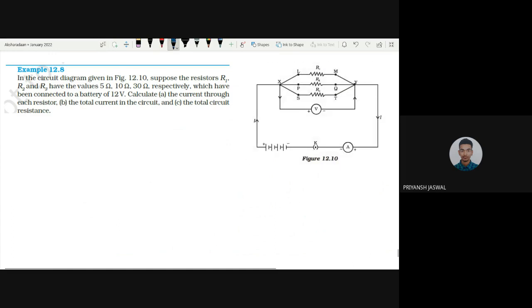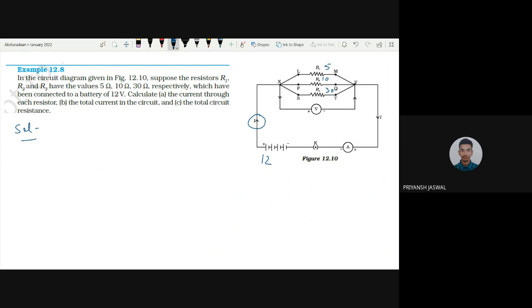This is the question. In the circuit diagram given in figure 12.10, suppose the resistances R1, R2, R3 have values 5, 10, 30 ohm respectively. This is R1, this is R2, and this is R3, which have been connected to a battery of 12 volt. Calculate the current through each resistor and the total current in the circuit. The total circuit resistance is, so A part is current through each resistor. So first we need to find the value of this.